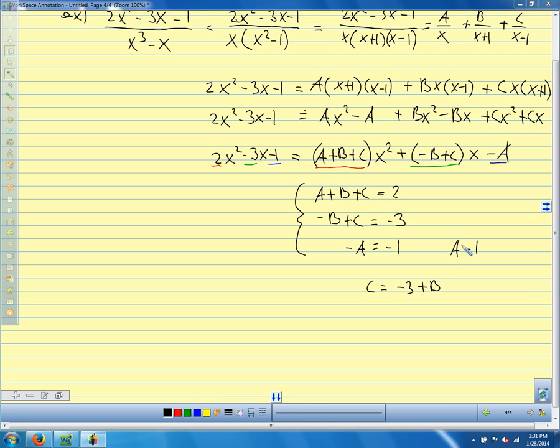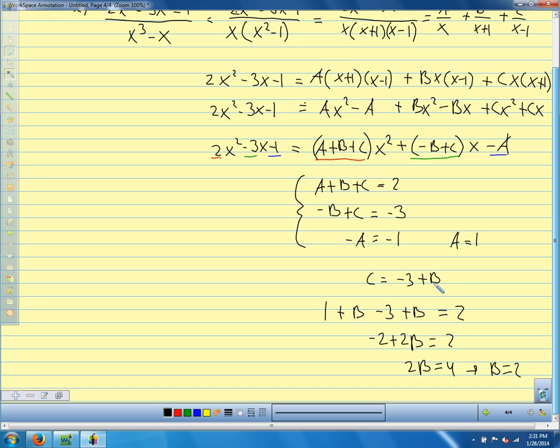And I'm going to substitute these into this first one. So I get 1 plus b minus 3 plus b equals 2. So negative 2 plus 2b equals 2. 2b equals 4. And finally, b equals 2. And if b equals 2, then c equals negative 1.